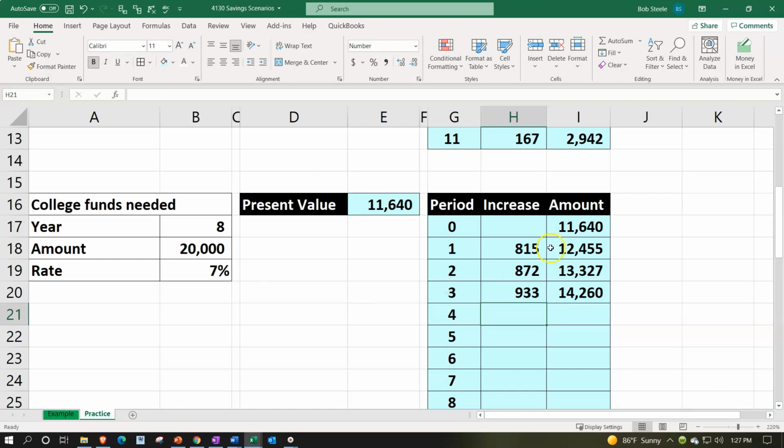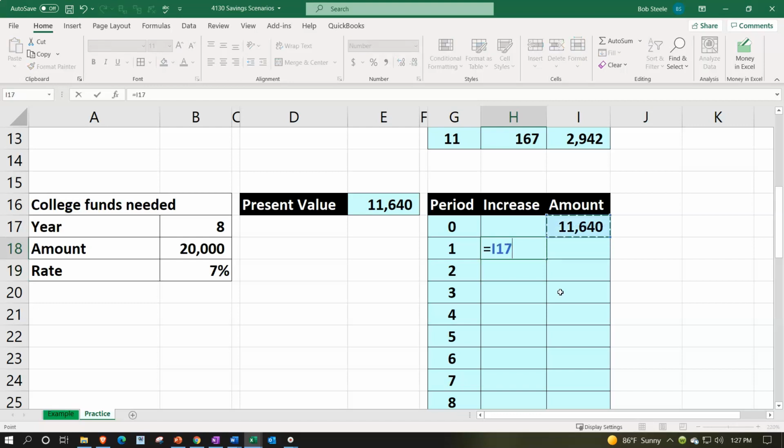Now let's do it the easy way. I'm going to delete these ones here so that we can redo it the easy way using the autofill. We're going to say this is going to be equal to the 11,640 times the 7%, F4 on the keyboard, $ before the B and 19. This is going to be equal to the 11,640 plus the 815.